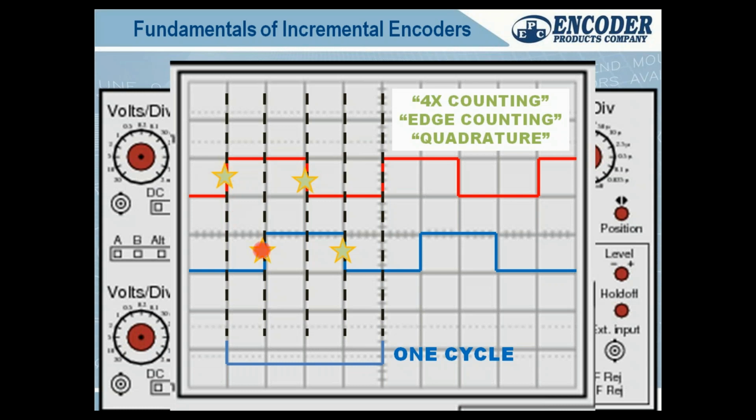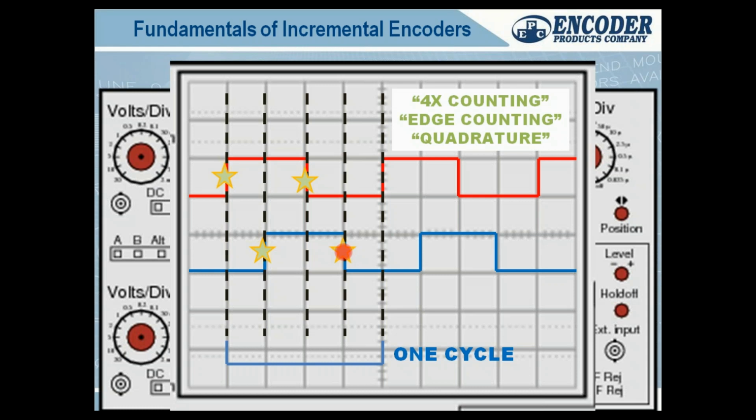About every 90 degrees, we have a transition. A rises, then B rises, then A falls, then B falls. So some really smart person, I don't know who, said, well, if we treated each of those as a unique position, which it truly is, we could actually get 4 times the number of positions in a circle versus just counting the rising edge of A. Well, that led into what's called quadrature.